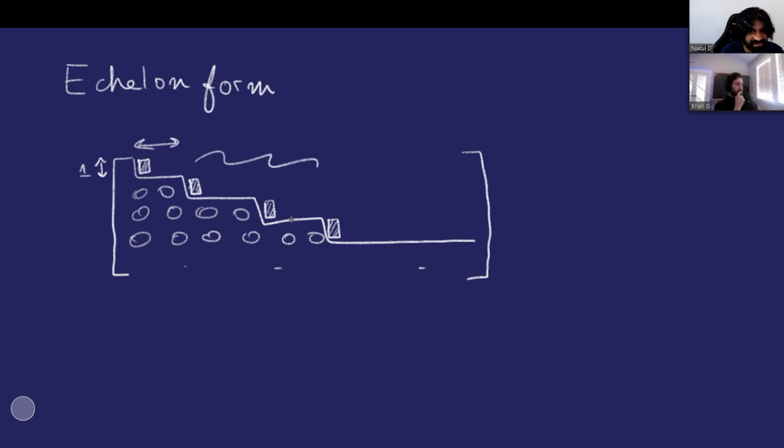Also, up here could be a mess. Any numbers may lay above the stairs. Such a matrix is said to be in echelon form. Does that make sense? Let me do a quick quiz.